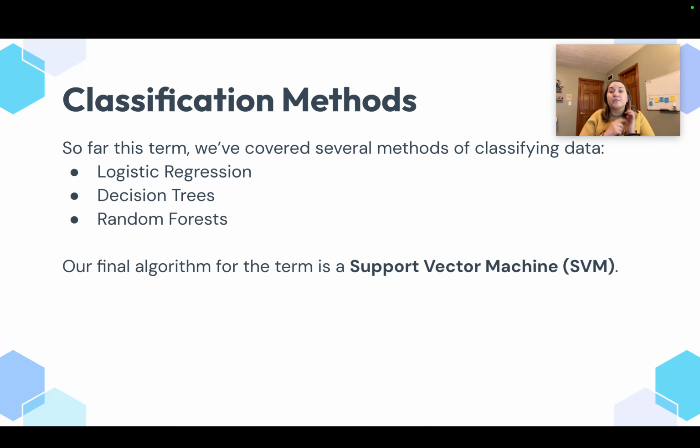So we have covered so far a lot of different classification methods. Logistic regression, remember that one's kind of weirdly named, but it is a classification method. Decision trees, we built that tree into a forest to make a random forest. And then our final algorithm is support vector machine, SVM. And this one's really neat.